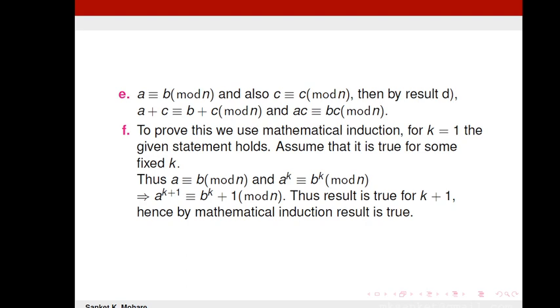Fourth property: if A is congruent to B modulo n and C is congruent to D modulo n, then A plus C is congruent to B plus D modulo n. Fifth property: if A is congruent to B modulo n, then A plus C is congruent to B plus C modulo n, and AC is congruent to BC modulo n, where C is some integer. And the sixth property: whenever A is congruent to B modulo n, then A to the power k is congruent to B to the power k modulo n for some positive integer k.